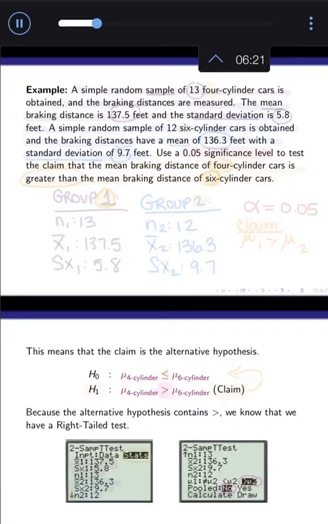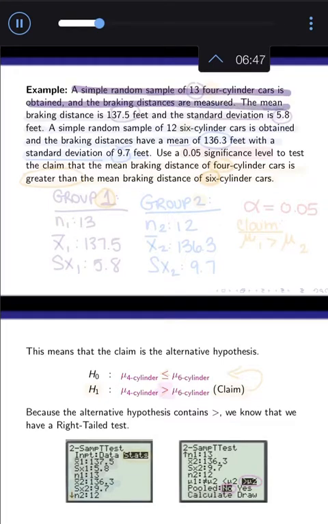So let's take a look at an example here. On this first example, we have a simple random sample of 13 four-cylinder cars, and we're looking at the data for those. For that group, the mean has a braking distance of 137.5 feet and a standard deviation of 5.8 feet. So that's our first group of information.